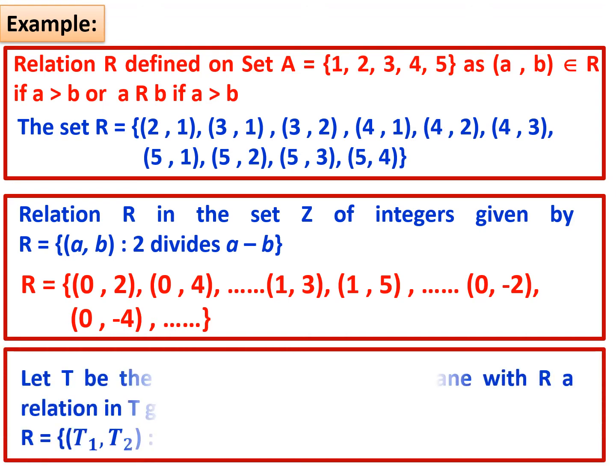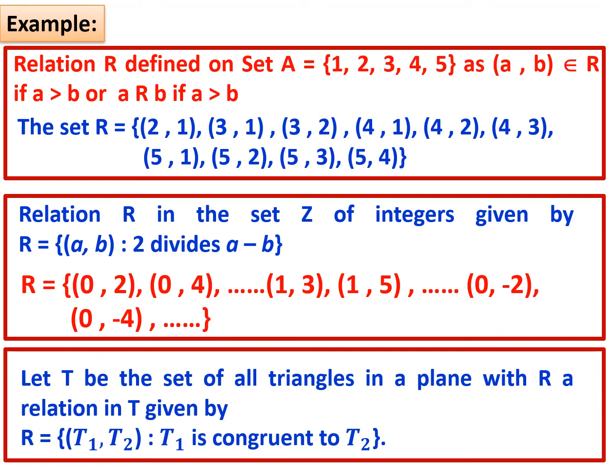Let us take the next example. T be a set of all triangles with R as a relation (T1, T2) such that T1 is congruent to T2. Here we take all the triangles in the set of all triangles such that the first is congruent to the second. We put it in that set. Now you can see how the relation is defined. The relation is defined as an ordered pair because the first element and the second element are very important as per their position. Both of them are related by a predefined formula or relation.